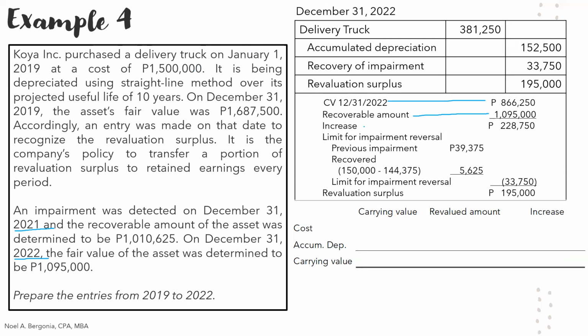So hindi mo muna po ilalagay ha sa revaluation surplus. There should be an increase of 228,750. So since in 2021, may impairment loss tayo. Magkano ulit yung impairment loss kanina? Actually, 39,375. But we have recovered, no?